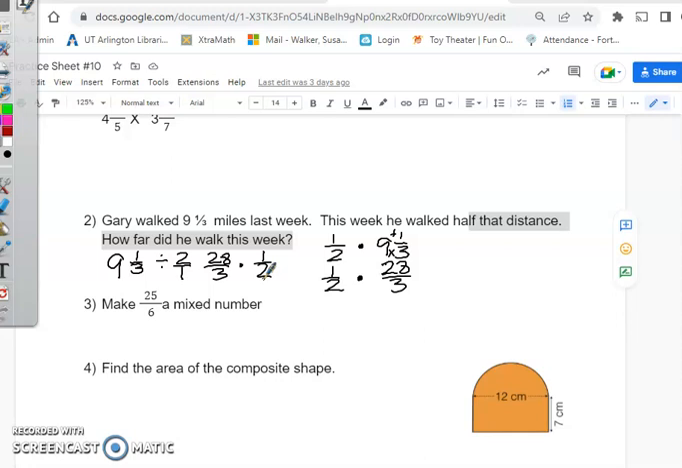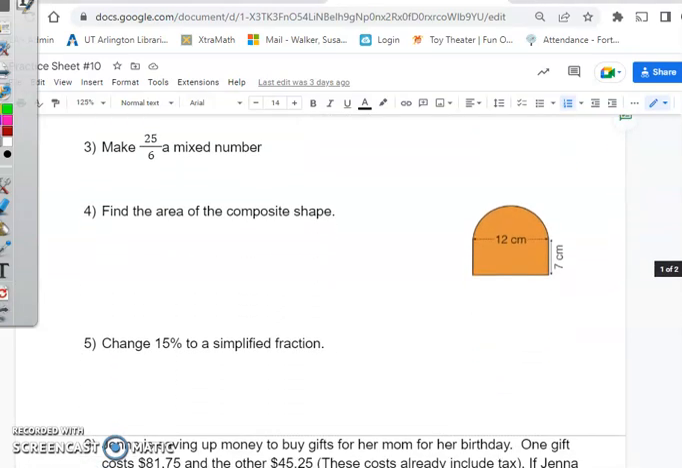Okay? Your job is to do this. There is a relationship here. If you don't see it, if you don't know what it is, multiply, divide, and you will have to simplify at the end. Okay? Because you want to make sure it is a mixed number, because it will repeat. Number 3, make a mixed number. I'm not going to do this for you. You know how to do this.